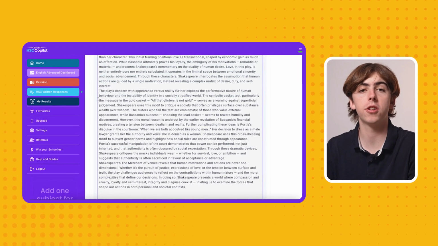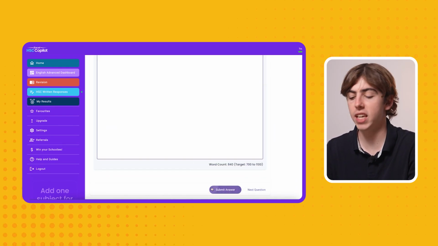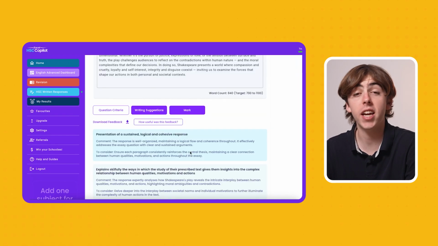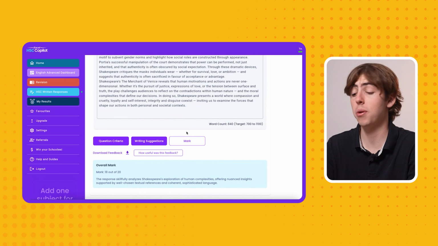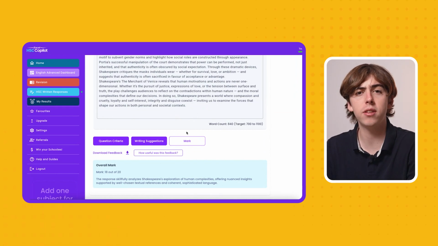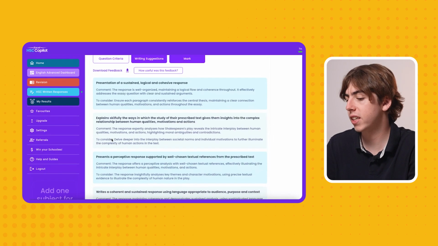Now, based on this structure, I've rewritten the essay. I'm going to plug it back into the AI tool to see what my marks look like now. Okay, great, it's given some more feedback. Let's now check my mark. 18 out of 20. So you can still see here that the tool has flagged some more areas where I could polish. So there's always room to keep improving.